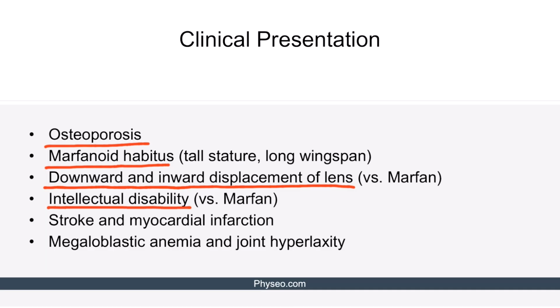High homocysteine levels make patients hypercoagulable, predisposing them to stroke and myocardial infarction. These patients might also present with megaloblastic anemia and joint hyperlaxity.